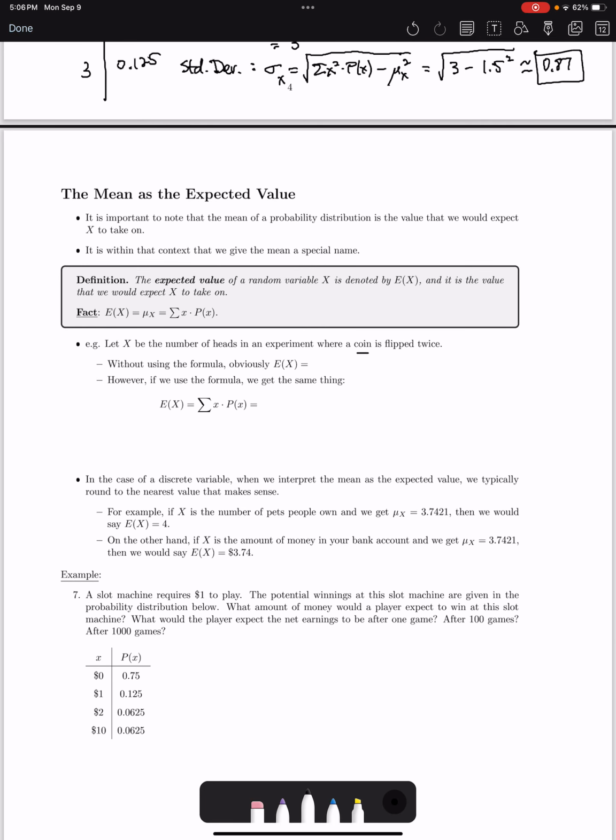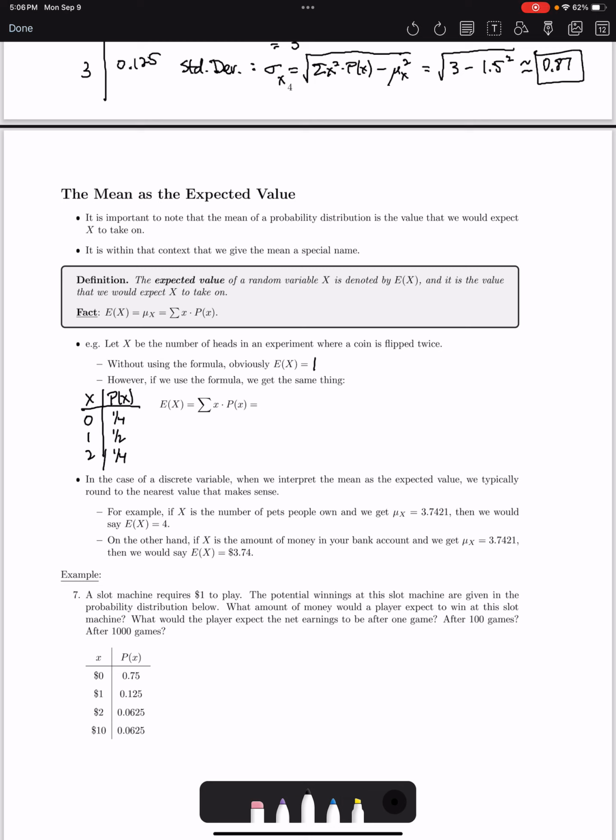So to give a different coin flip example, if x is the number of heads in an experiment where a coin is flipped twice instead of 4 times, then the expected value of x would be 1. We expect out of the 2 coin flips to flip heads once. Now, if we use the formula, first of all, let's give ourselves a little table to go off of. Recalling the first page of our notes, x could be 0, 1, or 2. The probability x was 0 was 1/4. The probability x was 1 was 1/2. And the probability x was 2 was 1/4.